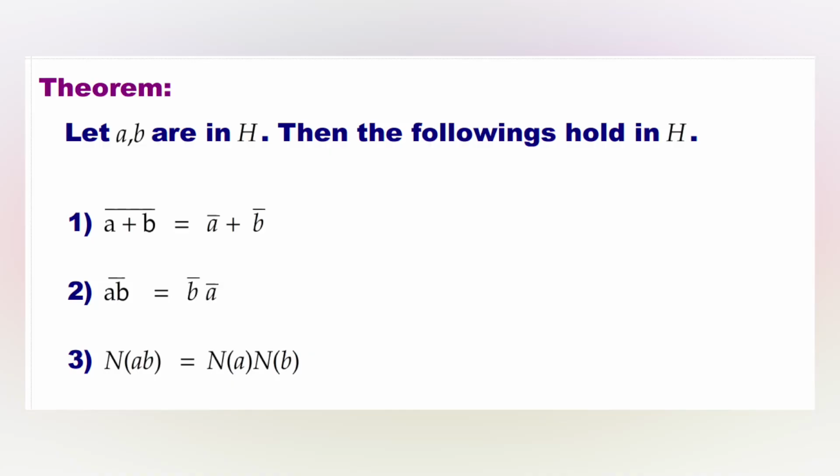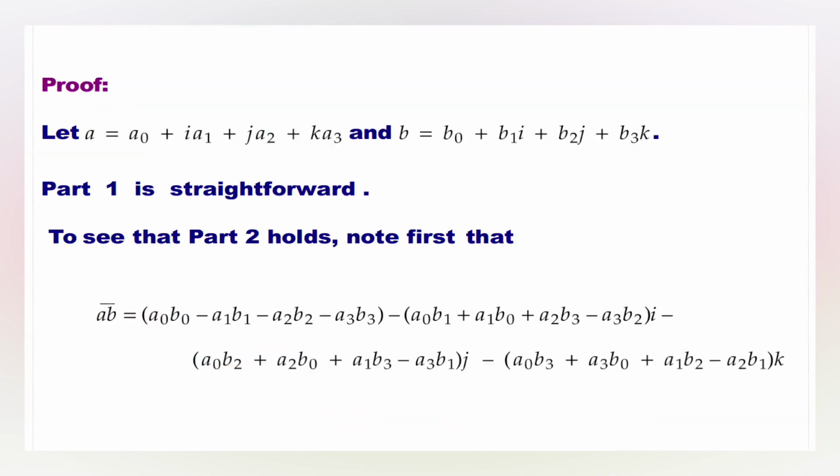Let us discuss the properties in this theorem. See this theorem. Let A, B be in H, then the following hold in H. The first one is, A plus B the whole bar is equal to A bar plus B bar. The second one is, AB bar is equal to B bar A bar. The third one is, N of AB is equal to N of A into N of B. Let's prove this. Let A is equal to A0 plus i A1 plus j A2 plus k A3 and B is equal to B0 plus B1 i plus B2 j plus B3 k.